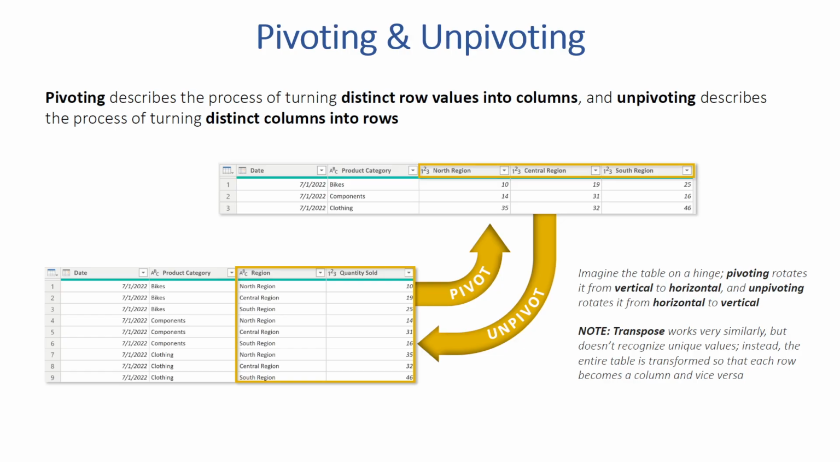And one more thing is transpose. Transpose works very similarly, but doesn't recognize the unique values. Instead, the entire table is transformed so that each row becomes a column or vice versa.